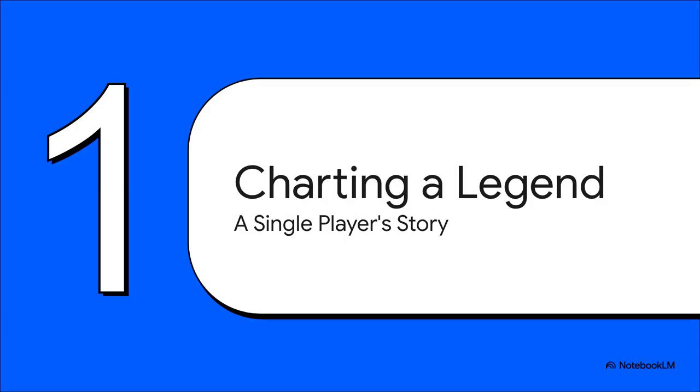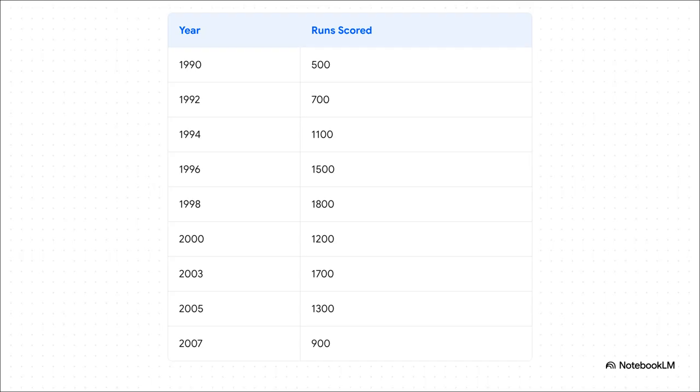Okay, for our first mission, we're going to chart the career of an absolute cricket legend, Sachin Tendulkar. We'll take his yearly performance data and use a simple bar chart to really see the ups and downs of his incredible career. So here it is, our raw data. On the left, we've got the years, and on the right, the total runs he scored in each of them. I mean, right now, it's just a table, right?